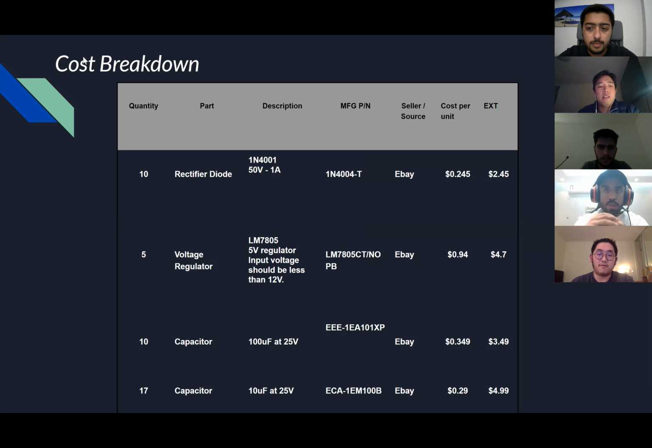Here is the table of cost breakdown for the project. Most of those components are bought from Amazon and eBay. According to the requirements for the project, the components listed below are required. For the diode, voltage regulator, and capacitor, the quantity should be more than the amount required by the project, since some of the components have a high possibility of getting burned.